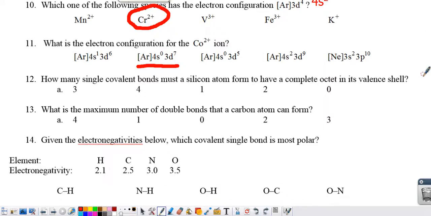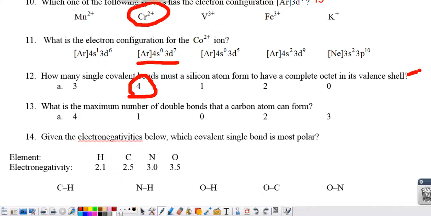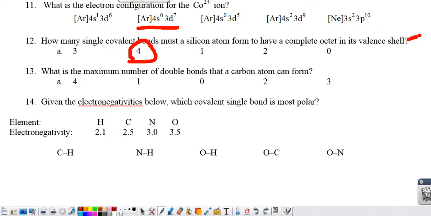How many single covalent bonds must a silicon atom have to complete a octet? Silicon has 4 valence electrons, so we need 4 single covalent bonds. Has 4, needs 4. Maximum number of double bonds that a carbon can have. Number of double bonds. It can have 2 double bonds.